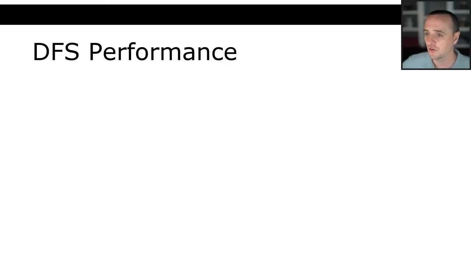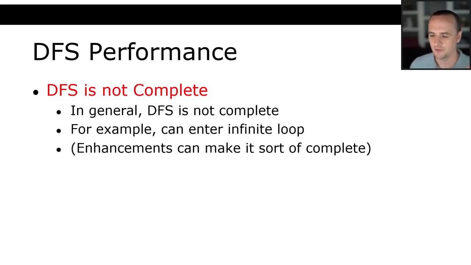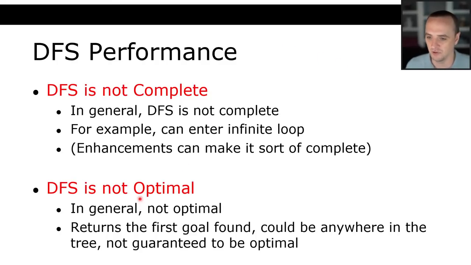All right. Depth first search performance. Depth first search isn't even complete. Meaning, it could enter an infinite loop. Someone asked about this before. You could go from A to D to A to D to A to D, and just never find a solution. So depth first search sucks. It's not even complete, and it's not optimal. It just finds the first goal that it happens to find. So not only is it not optimal, but it might not even give us a solution, right?